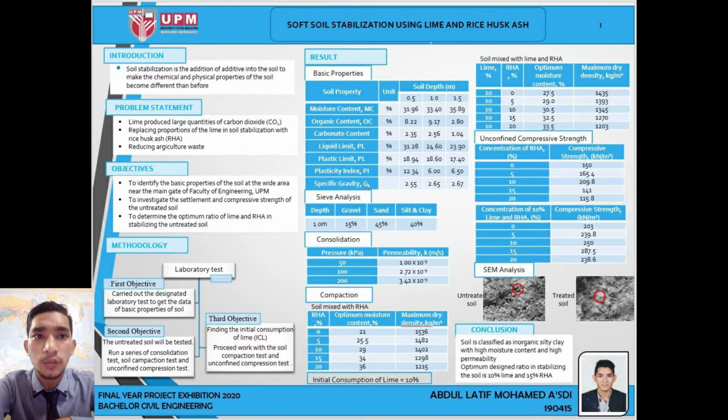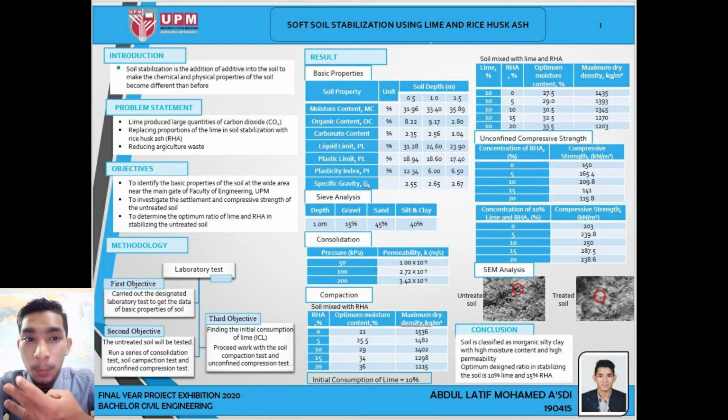For the introduction, soil stabilization is the addition of additive into the soil to make the chemical and physical properties of the soil different than before. For the problem statement, why I do this project: lime produces a large quantity of carbon dioxide. When the carbon dioxide is high, the greenhouse effect will occur. That's why I want to replace the proportion of lime with RHA. Besides, I can also reduce agricultural waste.